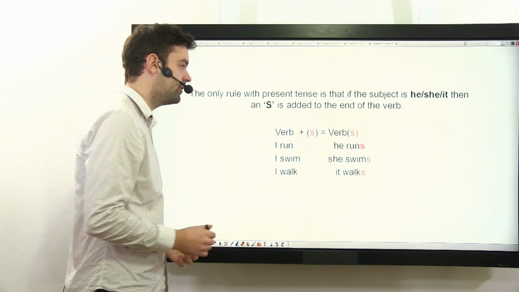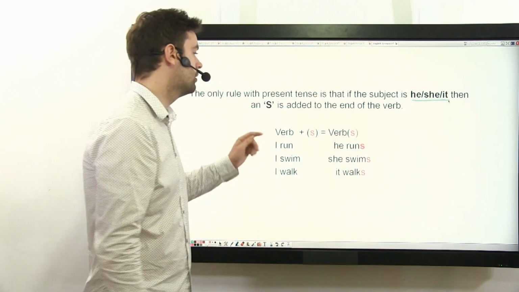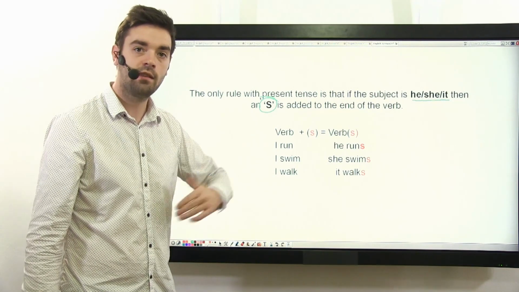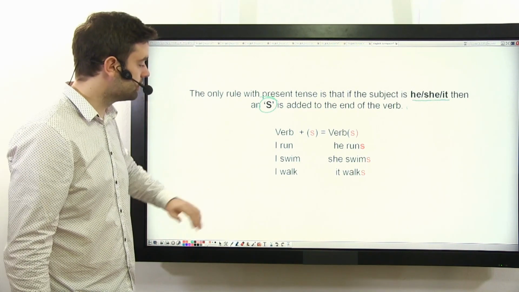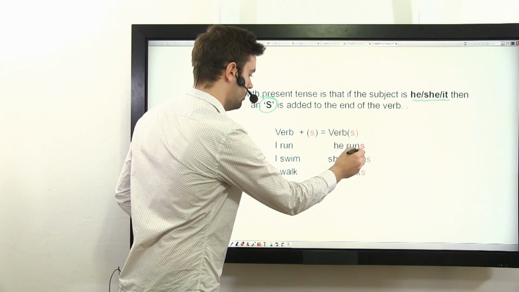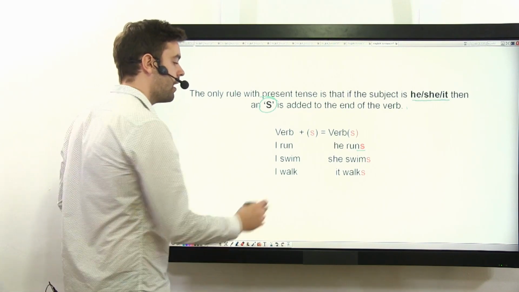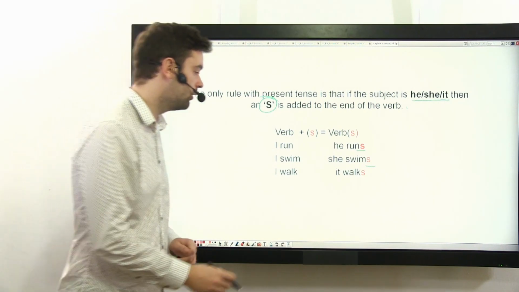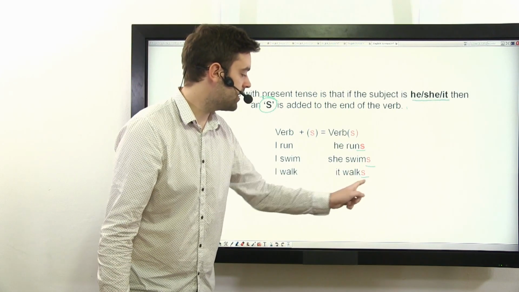The only rule with the present tense is that when the subject is he, she, or it, an S is added to the end of the verb. For example, I run, he runs. I swim, she swims. I walk, it walks. S, S, S.